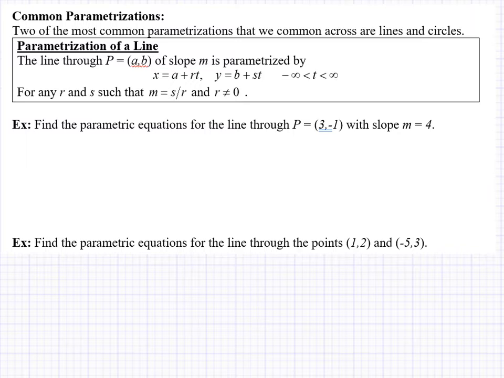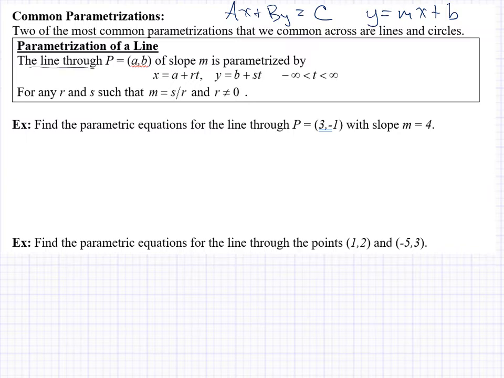Okay, so let's look at some fairly common parametrizations. One of the most common parametrizations you deal with would be lines. Another one would be circles. So let's look at lines first. So, parametrization of a line. We know that the standard equation of a line is ax plus by equals c, or y equals mx plus b, which is slope-intercept form of a line. So if you're going to do it in terms of x and y, we know how to do all that. But let's look at it in terms of parametrization.